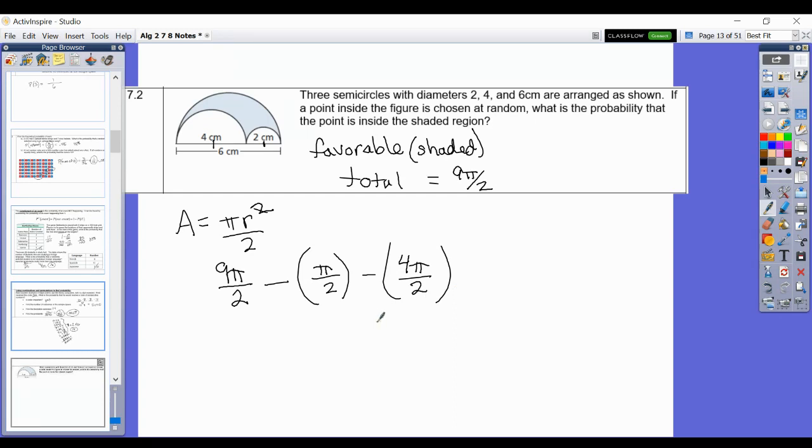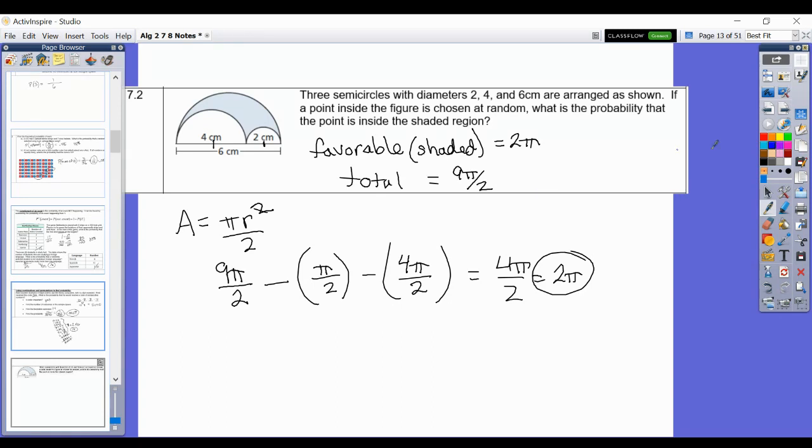So 9 pi over 2 minus 1 pi over 2 minus 4 pi over 2 is 8 minus 4 is 4 pi over 2, which is 2 pi. So the area of this shaded part is 2 pi. I'm still not done because now I need to answer the question, what is the probability?